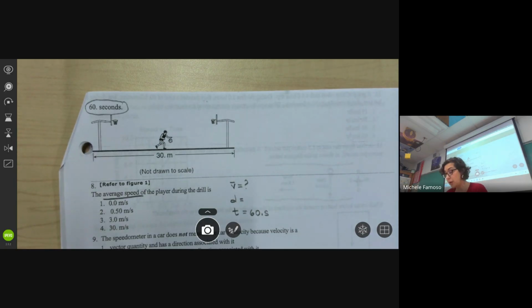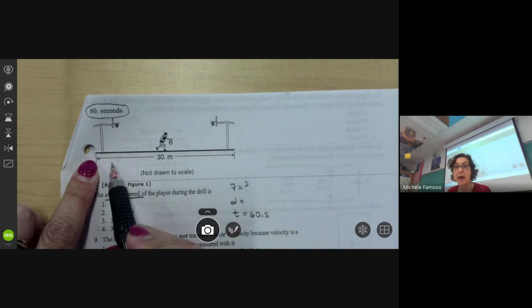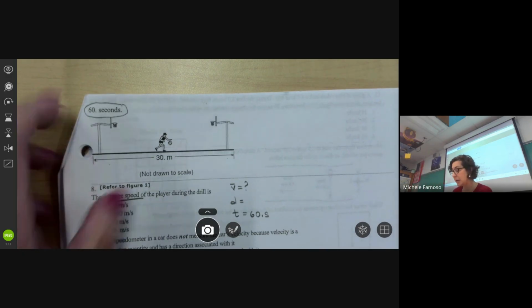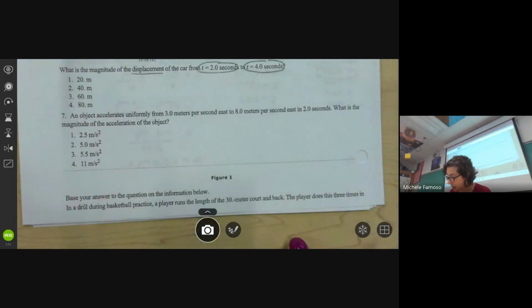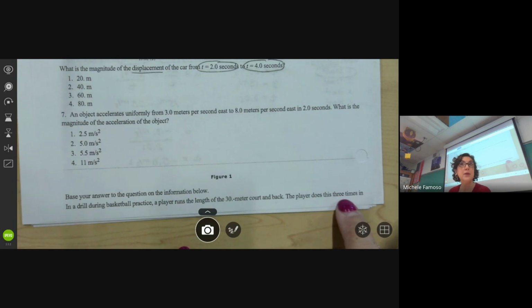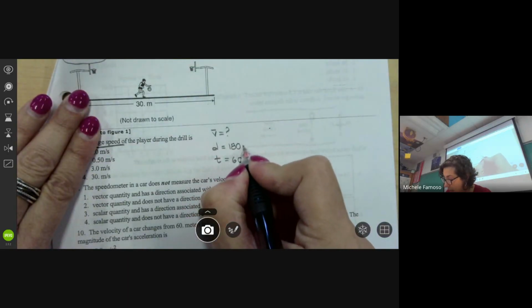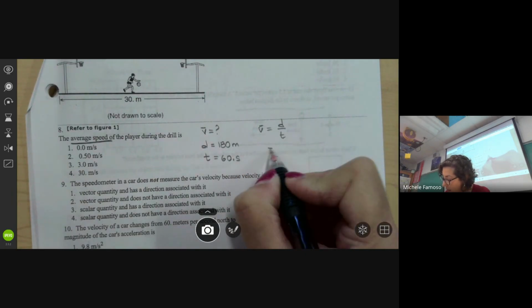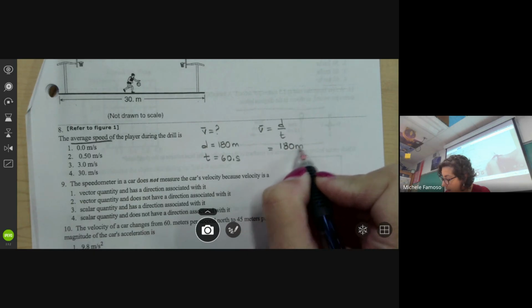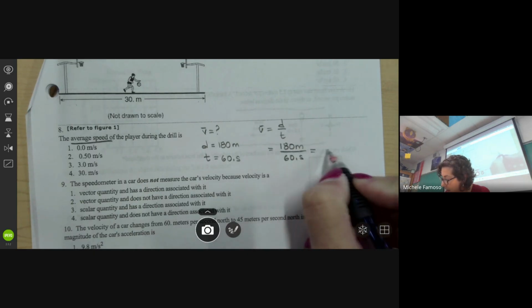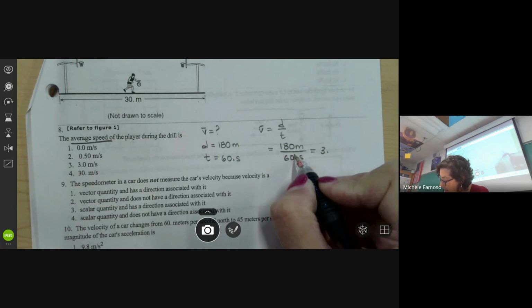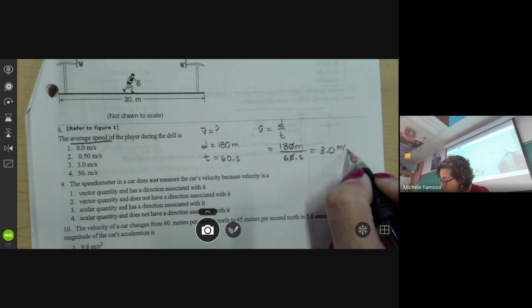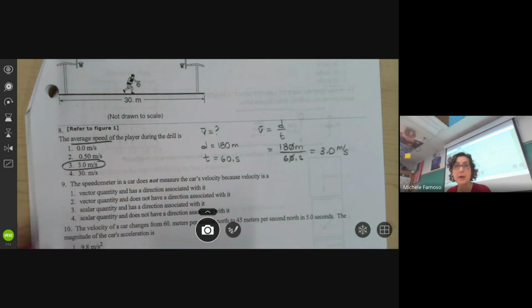Now, in one drill, the player goes out and back. That's 60 meters, 30 meters out, 30 meters back. And we are told that they do that 3 times. So 60 times 3 is 180 meters. So to get my V-bar, I'm going to take the distance and divide by the time. That's 180 meters in 60 seconds, which gives me 3.0 meters per second. Choice number 3.